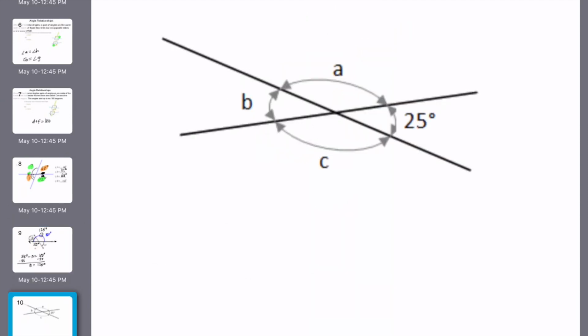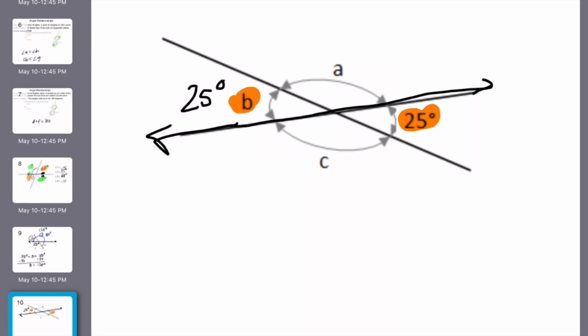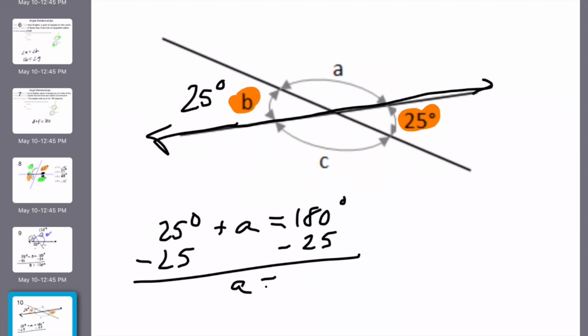Let's try this with one more example. I'm looking to solve angles A, B, and C. In this situation, I can look for some of my vertical angles again. I can see that my angle B is going to be a vertical angle with 25 degrees. So that tells me that B is going to be equal to 25 degrees. I also know that angles A and B are going to be supplementary, as in 25 degrees plus A equals 180 degrees. So I'm just going to subtract 25 on both sides, and A is going to be equal to 155 degrees. And since angle A and angle C are vertical angles, I know that C is also going to be equal to 155 degrees. Okay?